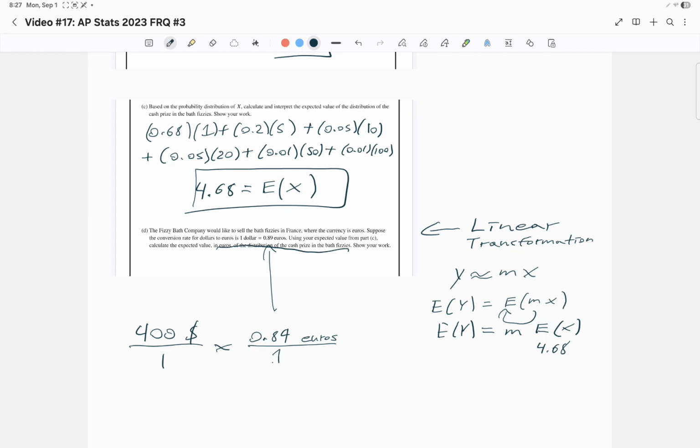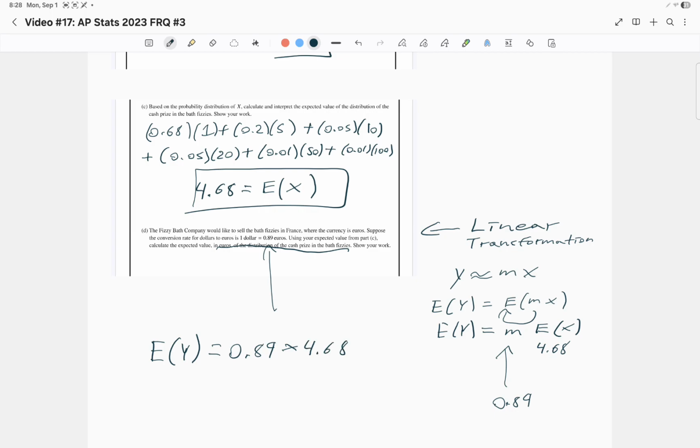It's annoying. Per $1, so the dollar units cancel. That's why we're multiplying by 0.89 euros, because we're canceling out, swapping units. So now that we're multiplying every dollar value by 0.89, that is our conversion factor when we look at our equation here. So it's going to be 0.89. That is our m. So the expected value of this new distribution, which we're going to call E of Y, is 0.89 times what we just found in part C, 4.68.